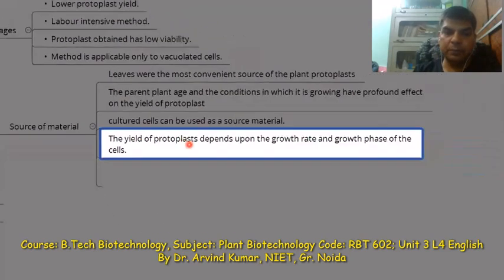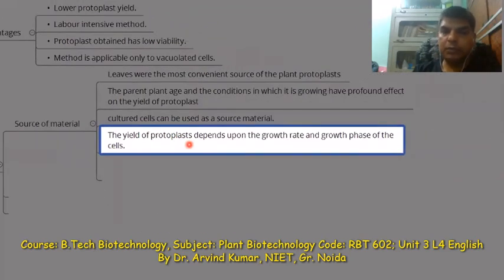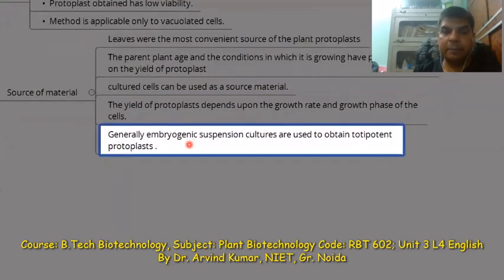Yield of protoplast depends upon the growth rate and growth phase of the cells. You should remember that not all cells are at the same growth rate or growth phase, so the protoplast yield is also affected there. Generally, embryonic suspension cultures are used to obtain totipotent protoplast.